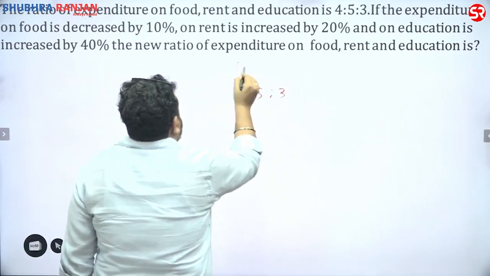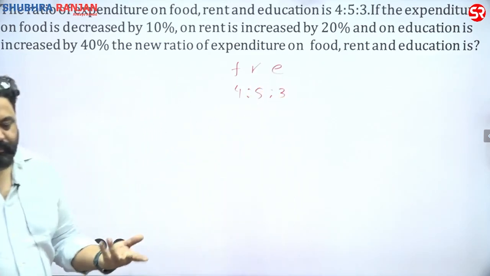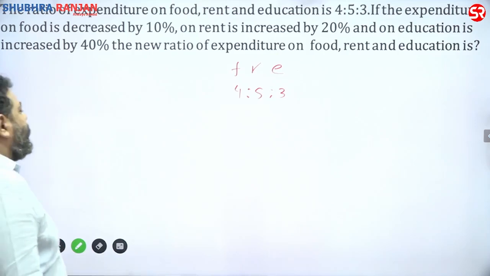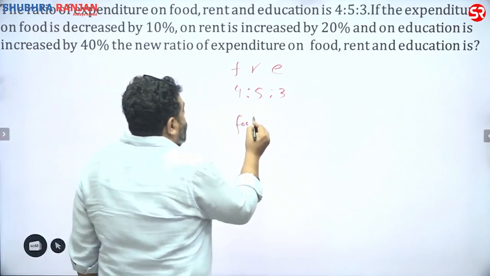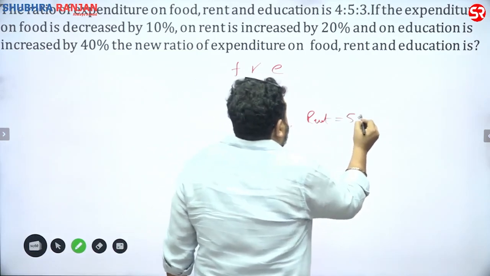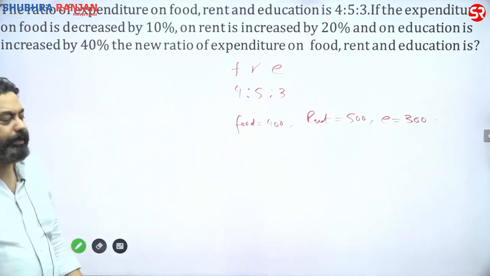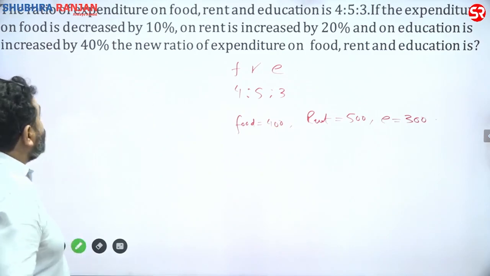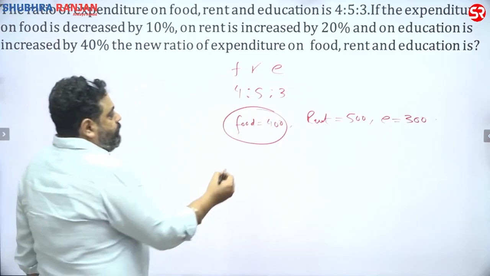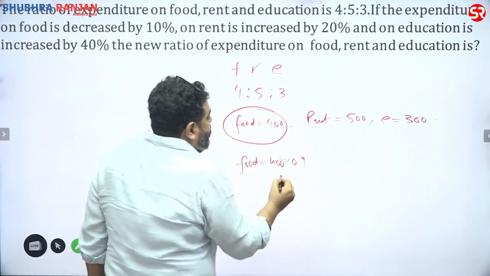4:5:3 for food is to rent is to education. He says if the expenditure on the food is decreased by 10%. So I say let food be 400 and let rent be 500 and let education be rupees 300. Ratio is what? 4:5:3. अब क्या बोलता है? If the expenditure on food is decreased by 10%, so expenditure by 10% decrease into 0.9. So new food would actually be 400 into 0.9, which is 360.